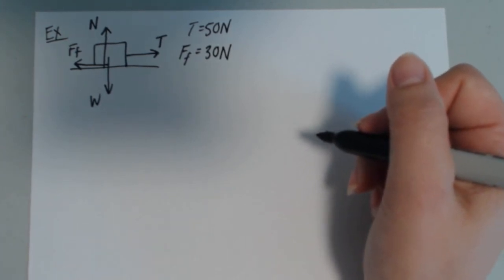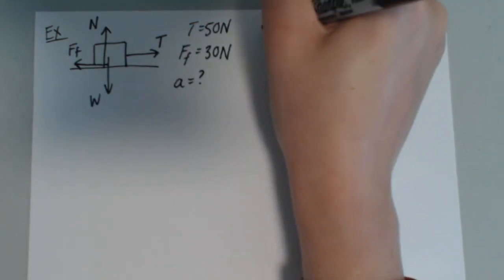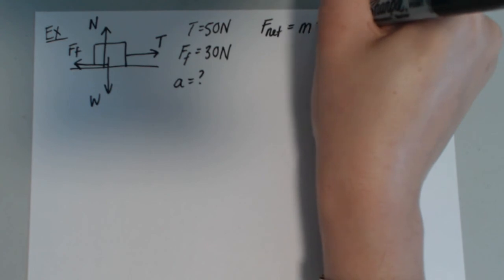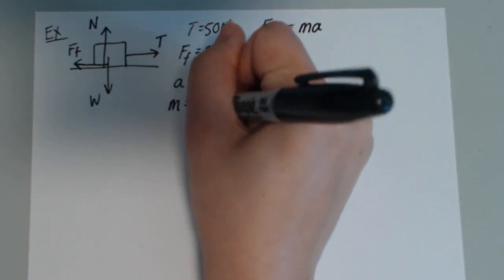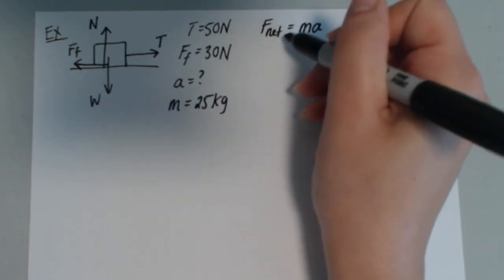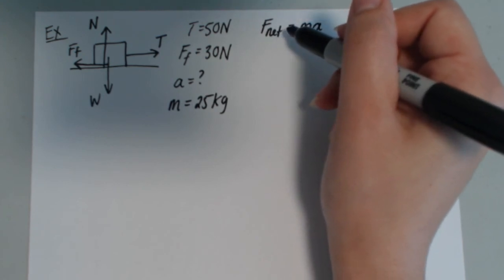Okay, so we're looking for the acceleration. Newton's second law tells me that the net force acting on an object is equal to its mass times its acceleration. And I'm given the object's mass too. It's 25 kilograms. So I have m, I can find a as long as I have the net force. And we did this earlier. Like I said, in the last video, we solved this.